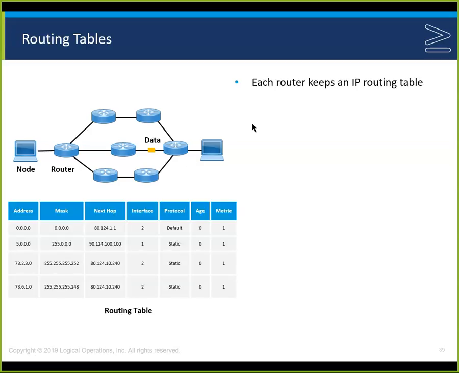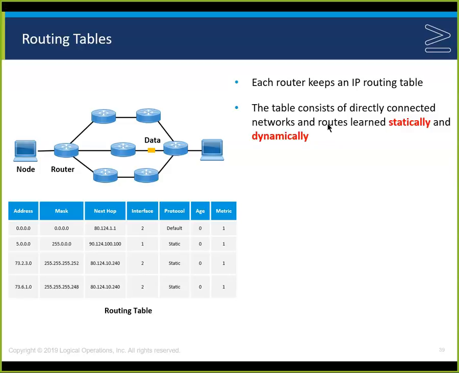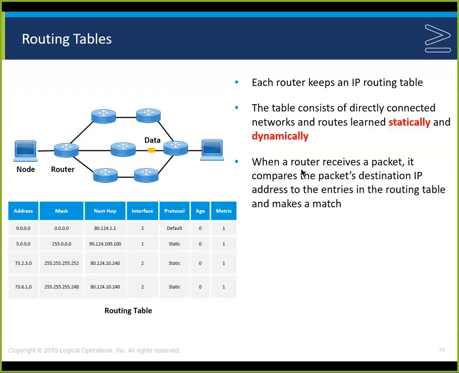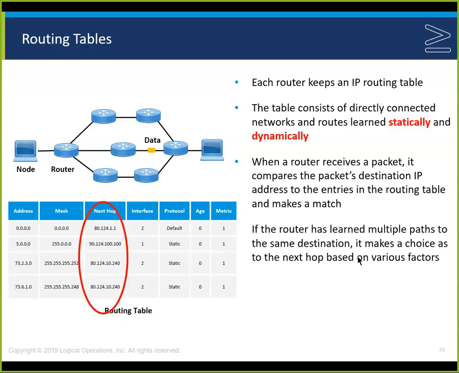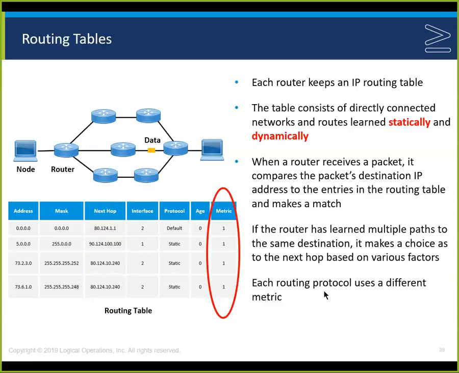This is the out of the book routing table. Each router keeps an IP routing table: directly connected networks and routes learned statically and dynamically. When a router receives a packet, it compares the packet's destination IP address to the entries in the routing table and makes a match. The next hop address is learned from multiple paths. If the router has learned multiple paths to the same destination, it makes a choice as to the next hop based on various factors. The metric is going to be the big thing that makes that determination.